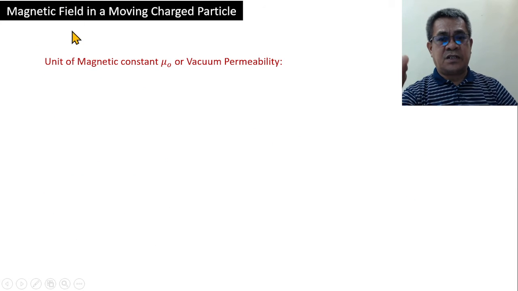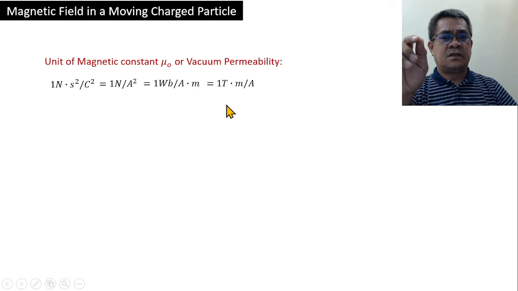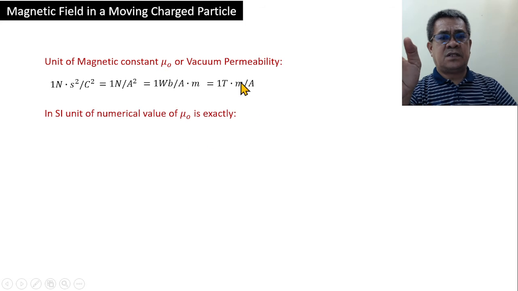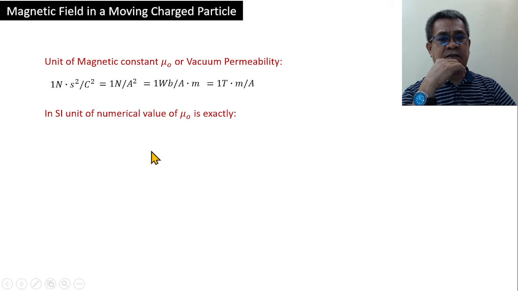Talking about the units, mu naught is, remember, the vacuum permeability or the magnetic constant. One unit of this can be Newton second squared per coulomb squared. This is also equal to Newton per amp squared, or it can be Weber per amp per meter. Then it can be Tesla meter per ampere. These are the different units that can be used for the vacuum permeability or the magnetic constant.